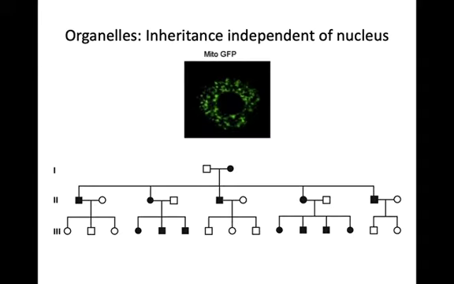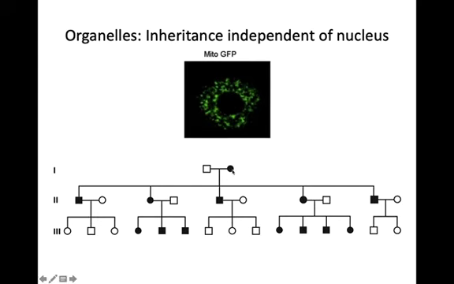All right. There are two more final things I want to quickly remind everybody about, which is that these patterns of segregation, the Mendelian patterns, don't always apply to organelles. So, for example, the mitochondrion is inherited only from the mother. And so here is GFP mitochondria, green fluorescent protein mitochondria, in an oocyte. It's been labeled that way.